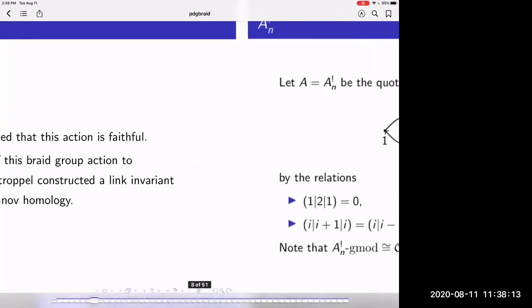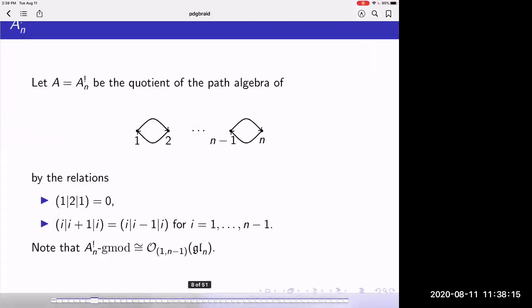Okay, so now I move on to the second section, which is A_n shriek. Again, the underlying quiver is the same. It's this linear quiver with n nodes. And the relations are similar. A loop at the node 1 is equal to 0. A loop to the left is equal to a loop to the right. But we omit this last relation, that two steps to the left, which is equal to two steps to the right, is equal to 0. So this is a bigger algebra. This is A_n shriek, and this algebra A_n shriek is Koszul dual to A_n.